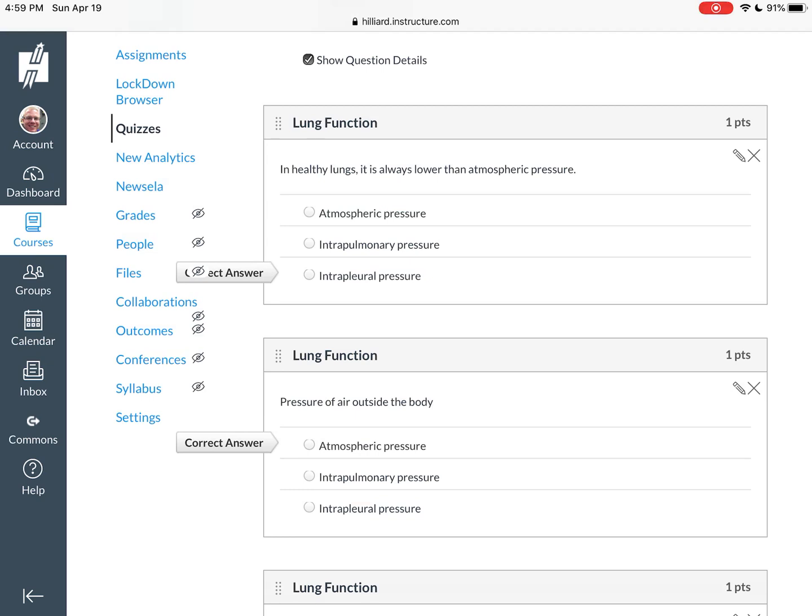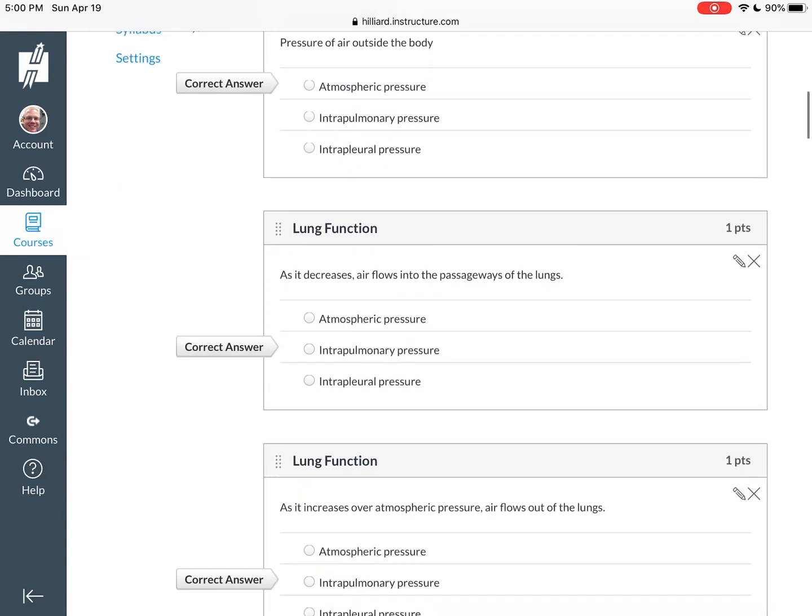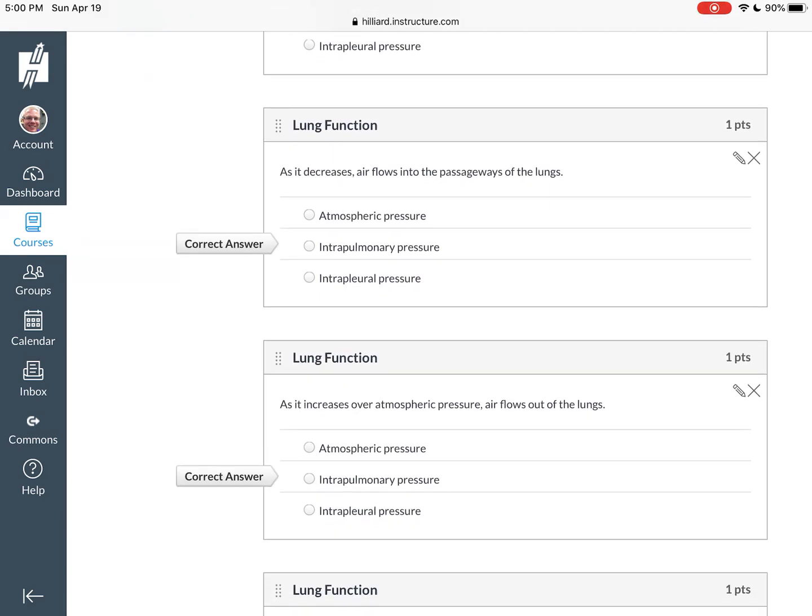So, looking at the first question there, it says in healthy lungs, it's always lower than atmospheric pressure. And you can see the correct answers are all labeled here. I know you guys have these as well. That's going to be your intrapleural pressure. If it was higher, then that would cause a problem in which the lungs may collapse. Pressure of air outside the body, that's just going to be your atmospheric pressure. The third one here says as it decreases, air flows into the passageways of the lungs. Okay, so that one's going to be our intrapulmonary pressure, because as the pressure in the lungs drops, that means the atmospheric pressure is now higher and air is going to flow in.